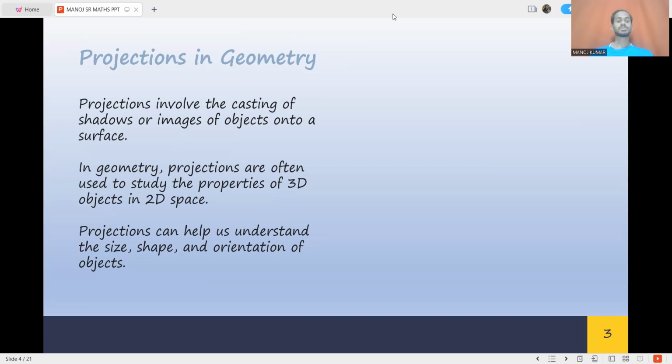Projections in geometry. Projections involve the casting of shadows or images of objects onto a surface. In geometry, projections are often used to study the properties of 3D objects in 2D space. Projections can help us understand the size, shape, and orientation of objects.